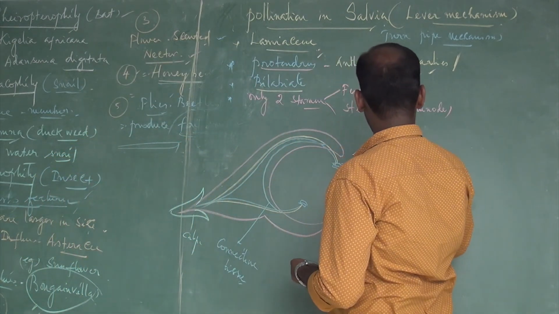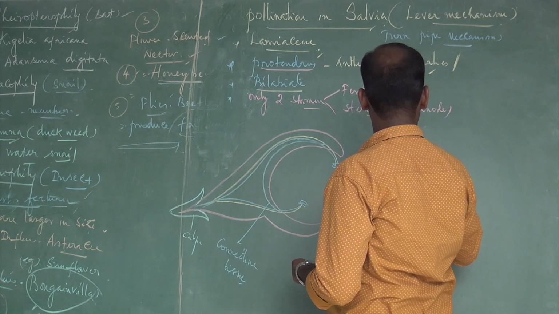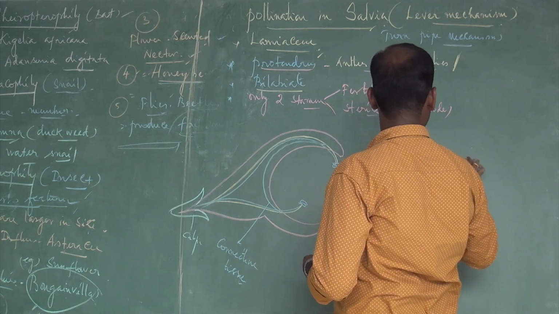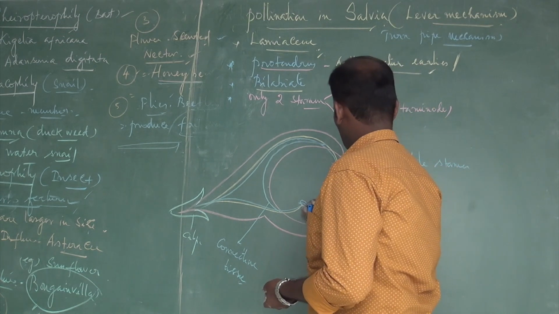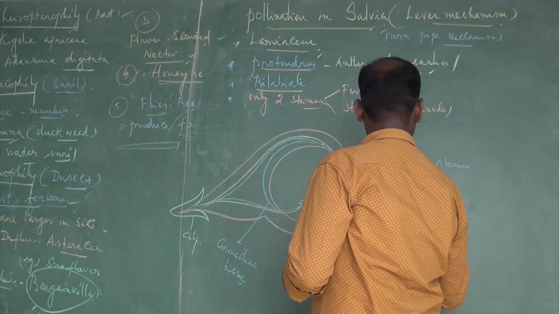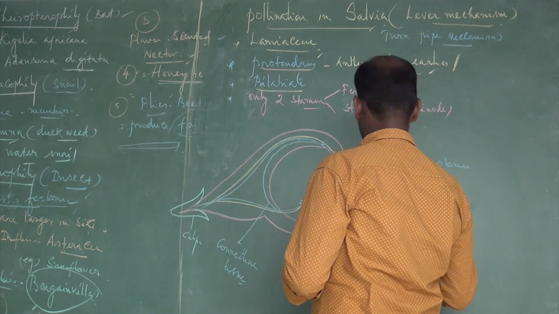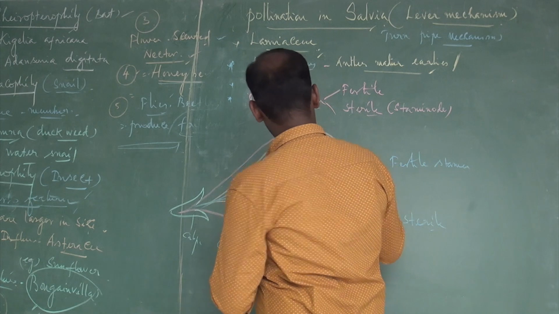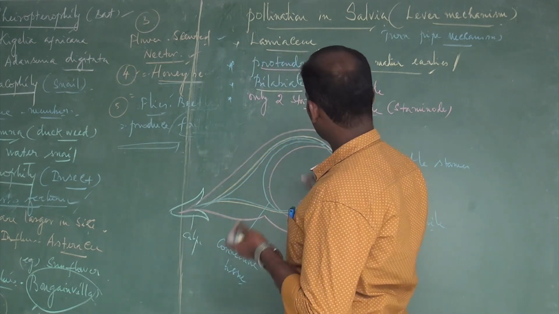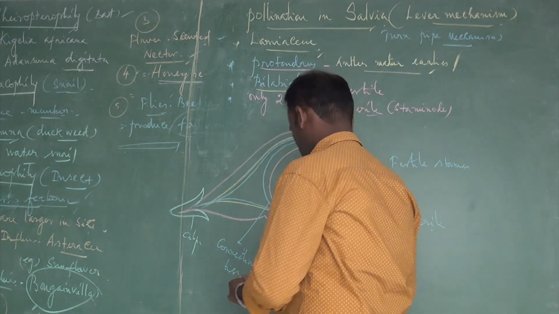The upper lobed stamen is fertile. The lower lobed stamen is sterile. The petals actually divide into two leaves. These are called bilabiate.